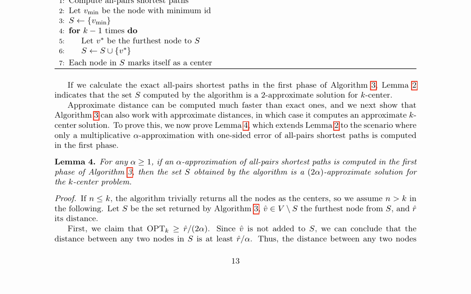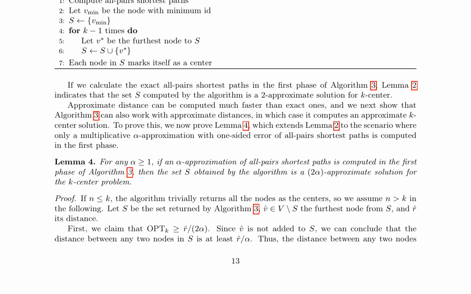The use of approximate distances in the first phase of the algorithm increases the approximation ratio to 2 alpha, demonstrating the trade-off between computation time and approximation quality. In the proof of lemma 4, it is assumed that n is greater than k. If n is less than or equal to k, the algorithm returns all nodes as centers, providing a trivial solution.